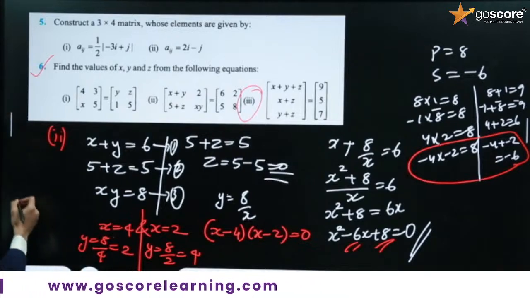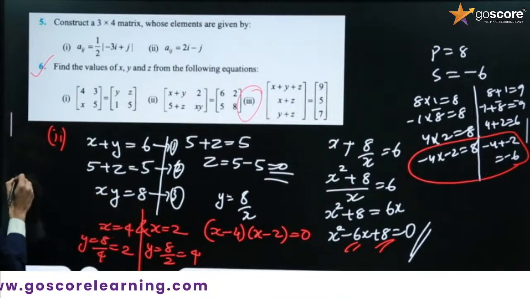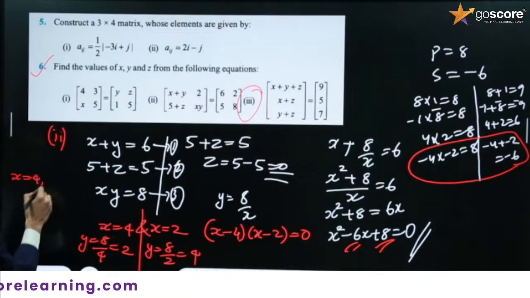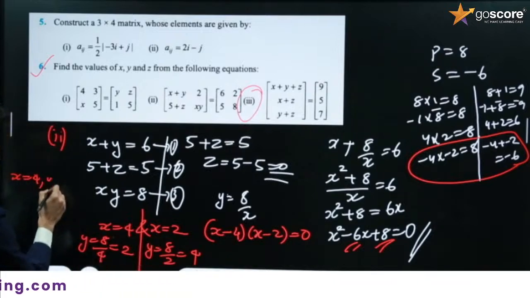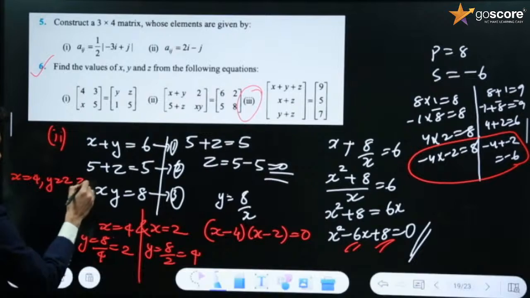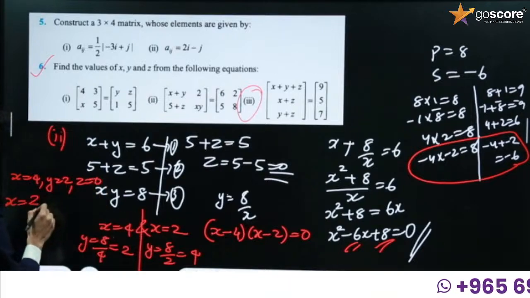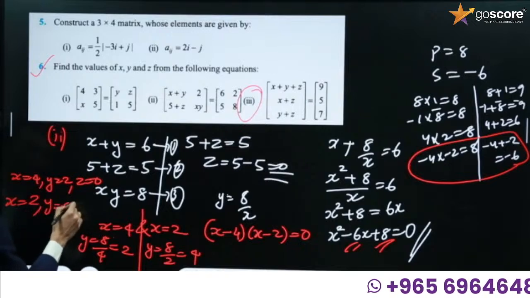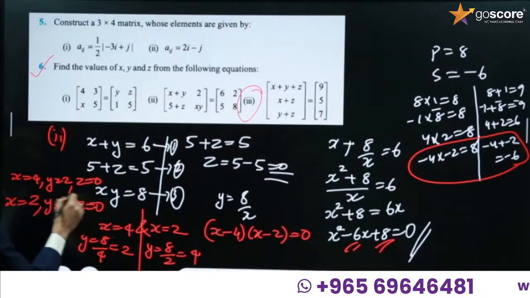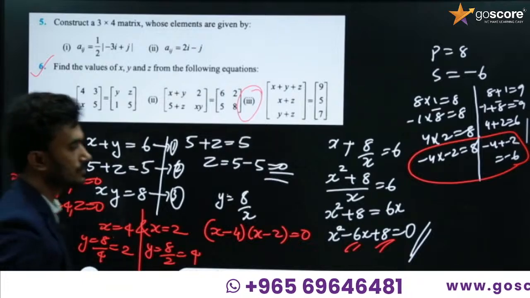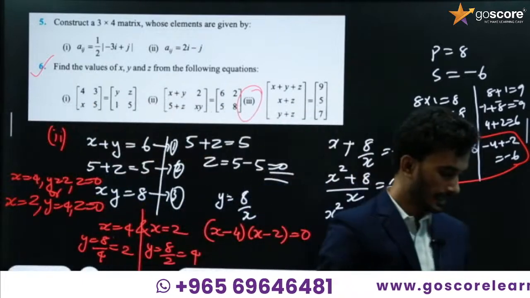So we have first one, x is equal to 4, then y is equal to 2 and z is equal to 0. Second one, x is equal to 2, y is equal to 4 and z is equal to 0. So these are the two values of x, y and z.